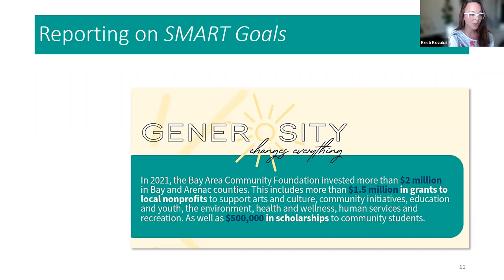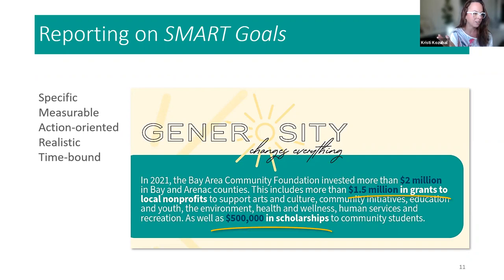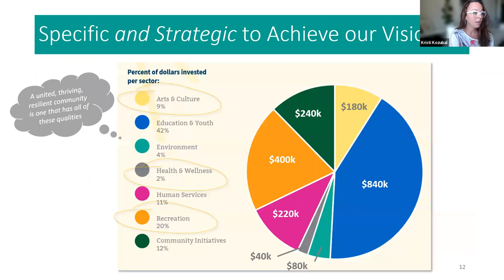So here's what they do. They say they're specific, just like SMART goals are specific, measurable, action-oriented, realistic, and time-bound. So is their report. They are specific in that they have how many dollars were spent. So they spent $101.5 million in grants and $500,000 in scholarships. And in more detail, they break it down into exactly where those dollars went. They were specific and strategic.